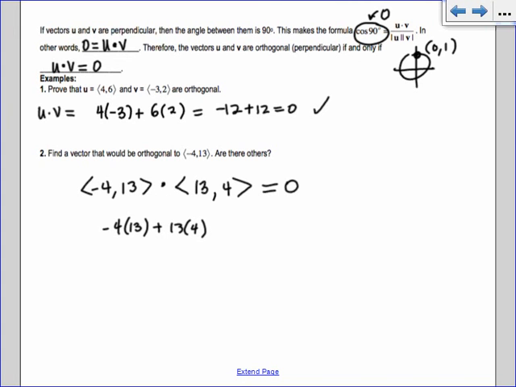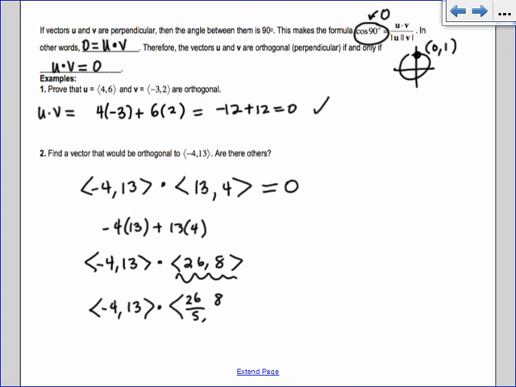But that's not the only one. Okay, so you can check, and you could try other things, like maybe I multiply by 2, and I have 26 and 8, right? That still works. So any multiple of this, so if I have any number out front and I multiply it in, even like 1/5, right? If I take -4, 13, and I have 26 over 5 and then 8 over 5, that still works out. Okay, those are still orthogonal.